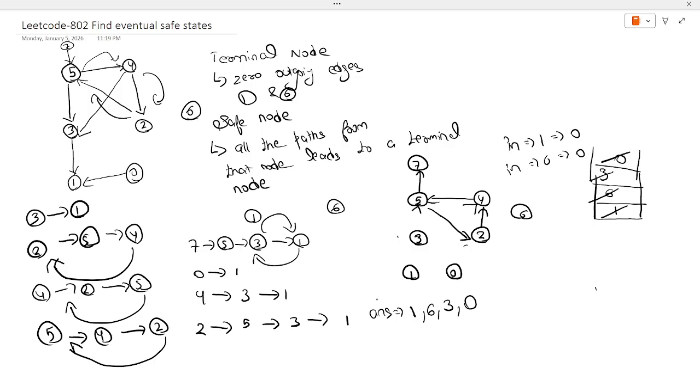Therefore, our final answer consists of all the eventual safe nodes, and as we all know, we need to return the answer in sorted order. We will use the sort function to return the eventual safe states.